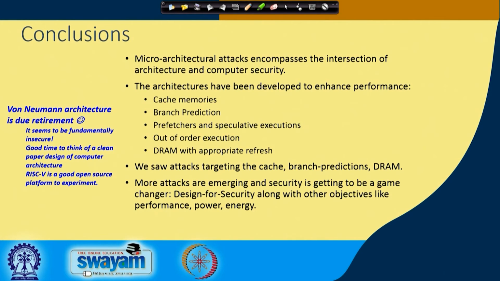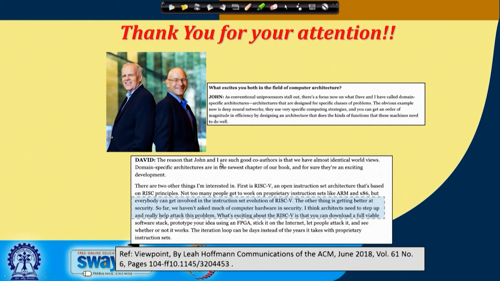I would also like to make a comment here that it seems like the von Neumann architecture is due retirement. It seems to be fundamentally insecure, and it is a good time to think of a clean paper design of a computer architecture. RISC-V is a good open source platform to experiment with, and we can potentially do several investigations and think about a clean slate design with security as an upfront design criterion. Just to quote, for example, the famous Hennessy-Patterson in this context.